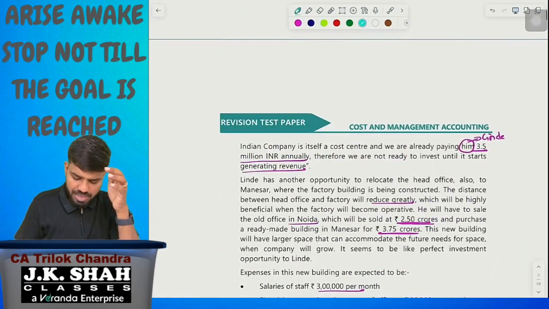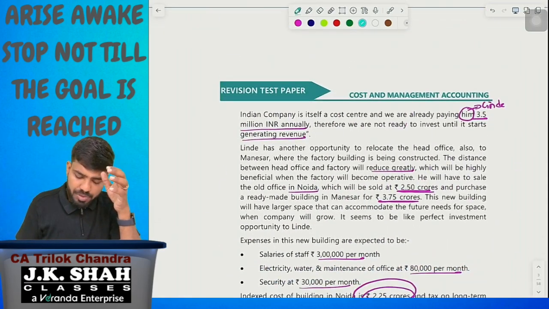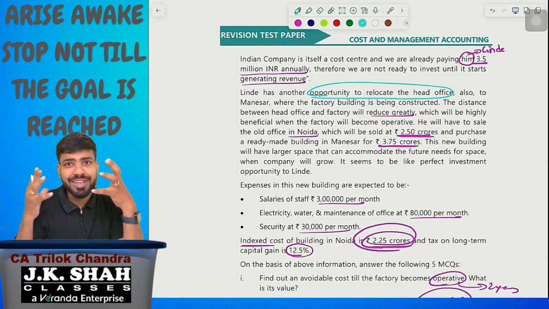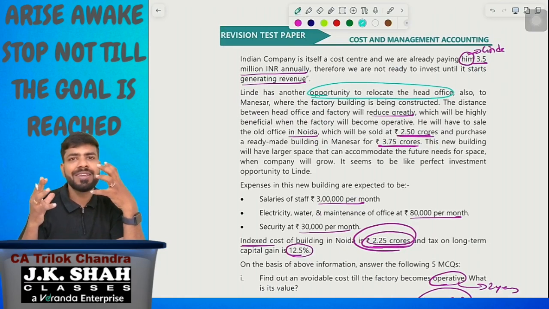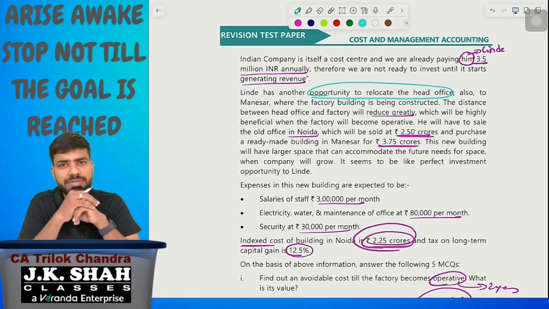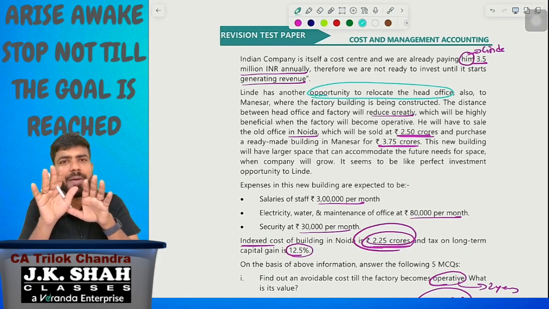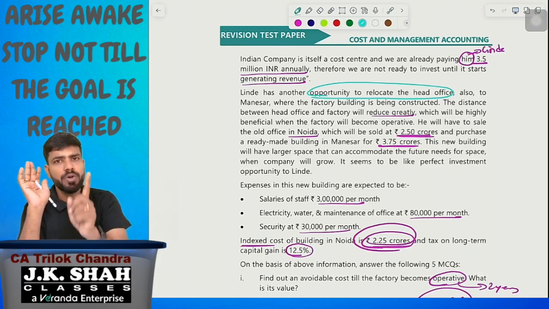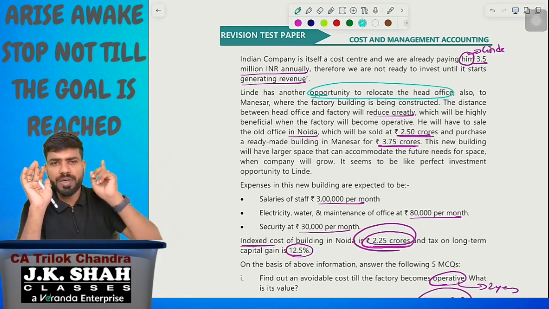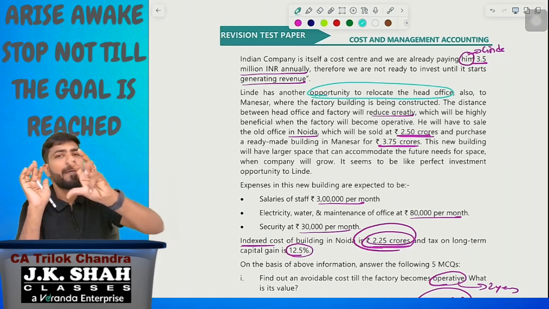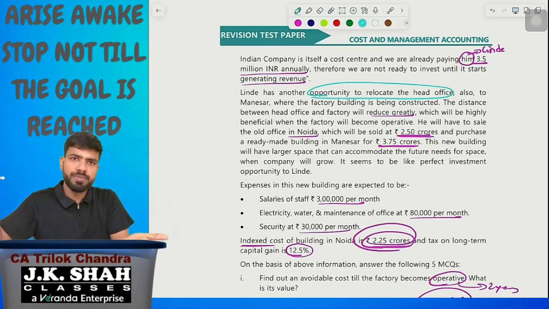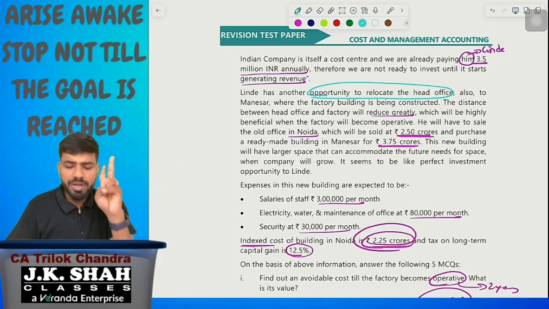But they have given the entire details. Look at the question: another opportunity to relocate the head office. Also, in Manesar the factory building is being constructed. So this is the thinking of Lendi. Lendi is thinking of relocating the premises from Noida to Manesar, but it has not happened. So what they are asking is, if the Noida office continues, what is the operational cost incurred after purchase of land, from 2024 till 2 years?